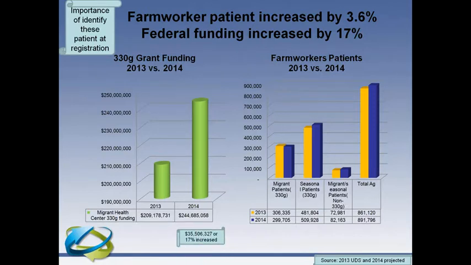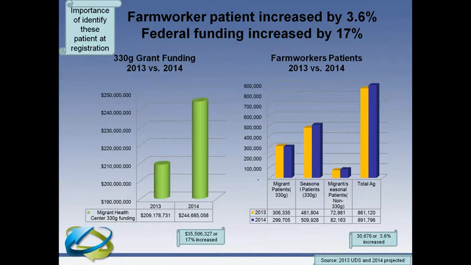And what you'll see is that there was $35 million more received in 2014 versus 2013. That's a 17% increase from the prior year in the federal 330 funding for the special population. Yet what you'll see is that 3.6% of the patients made up the increase from one year to the other. So even though the funding was 17%, of the patient volume that was more than the prior year, only 3.6% of it were identified as migrant workers.